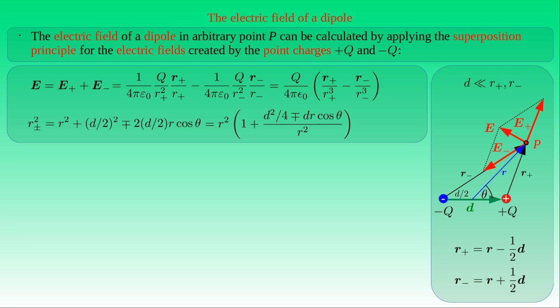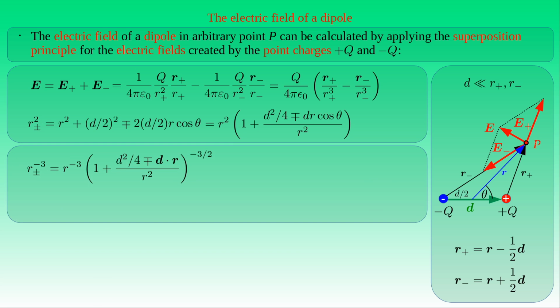Now we can write that r sub plus or minus to minus 3 is equal to r to minus 3, times a factor to minus 3 over 2, where the factor is given by 1 plus the ratio of d squared over 4 minus or plus the scalar product of the vectors d and r to r squared. The right-hand side can be written as r to minus 3, times 1 plus x to minus 3 over 2, where x is defined by the ratio of d squared over 4 minus or plus the scalar product of the vectors d and r to r squared.